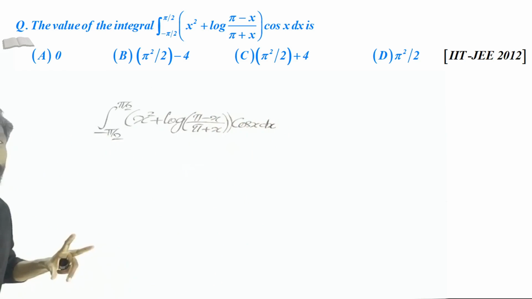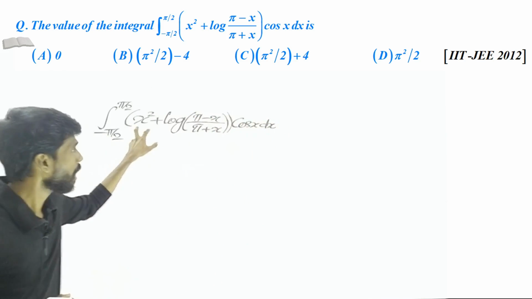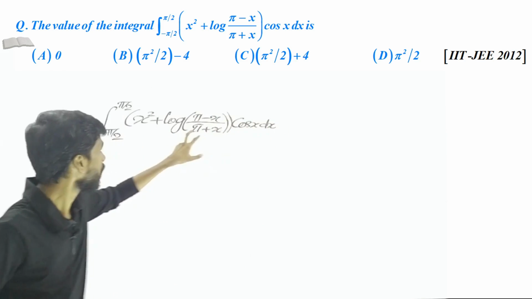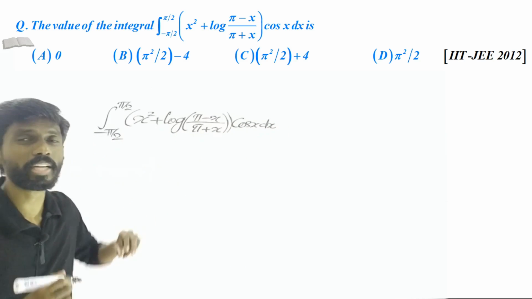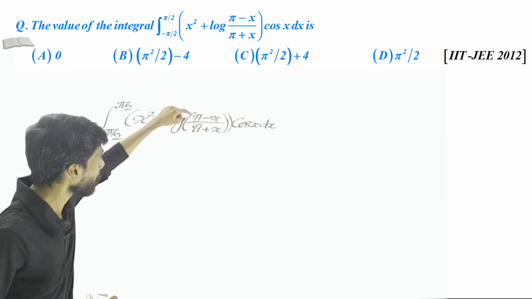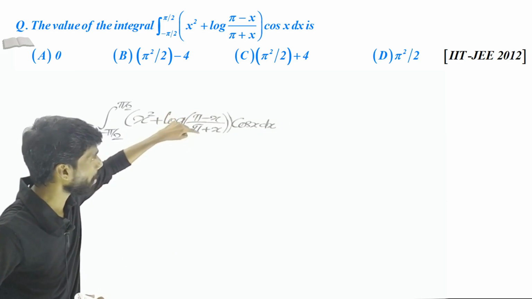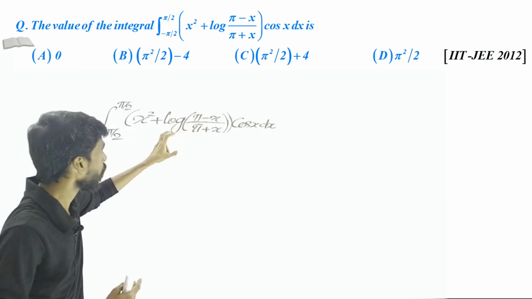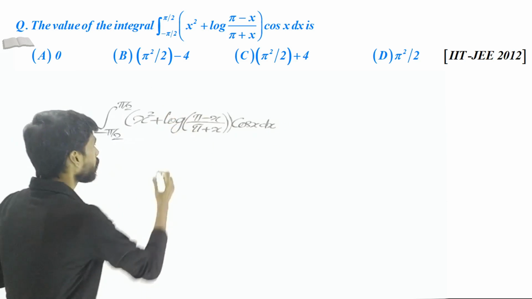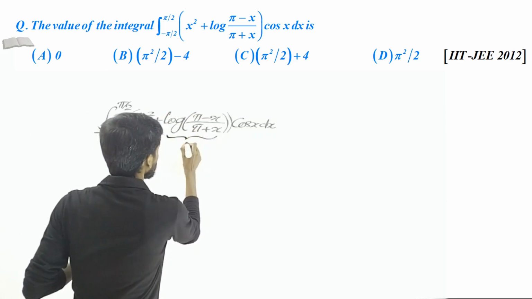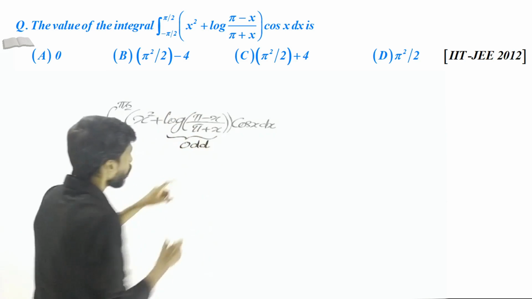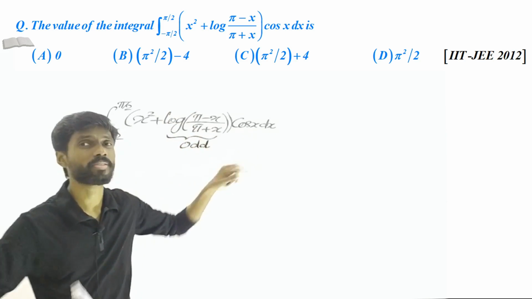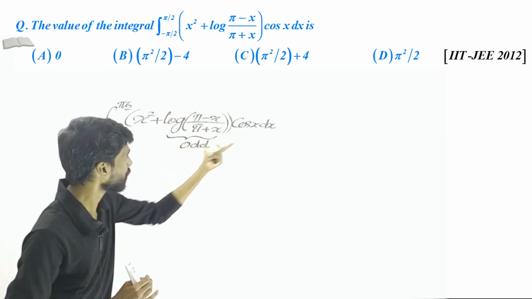Now, is it an even or odd function? x square is an even function and cos x is an even function, and this log term is an odd function, right? If you replace x by minus x, it becomes (pi plus x) divided by (pi minus x). So it is the reciprocal, and the log of a reciprocal is a negative. So this is an odd function. An odd function multiplied by an even function is an odd function. So this whole term is an odd function.